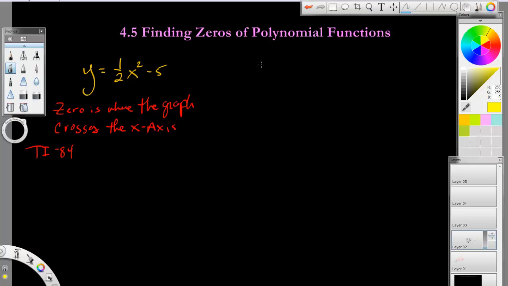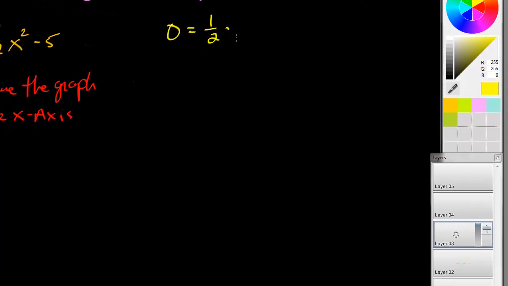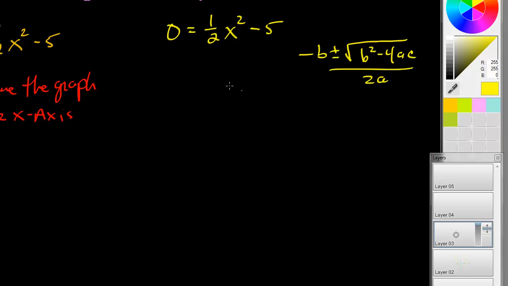negative 3.16. If I say that 0 equals 1/2 x squared, here we go. All right, so now minus 5. And let's look at the quadratic formula. It is negative b plus or minus the square root of b squared minus 4ac over 2a.